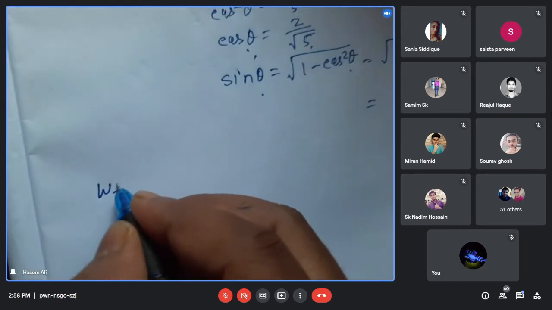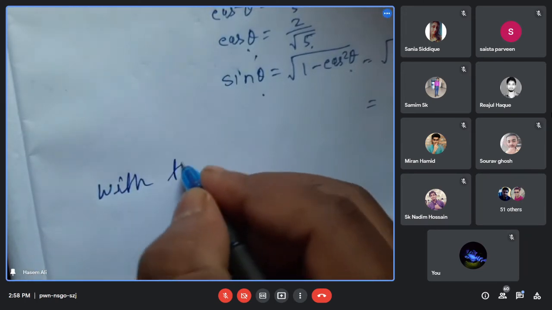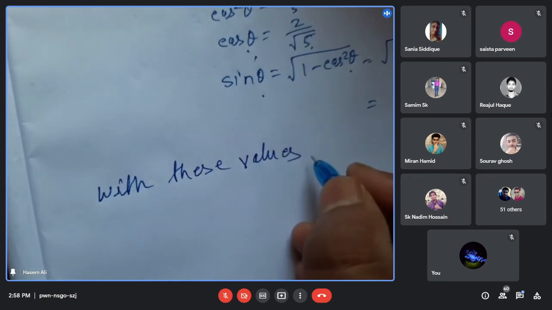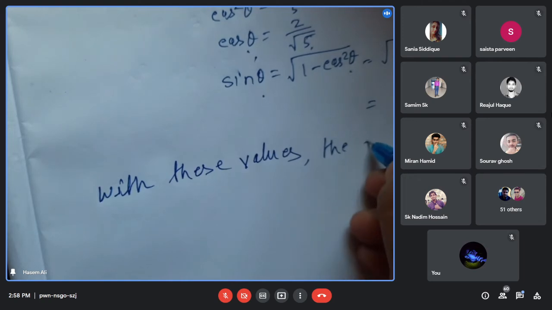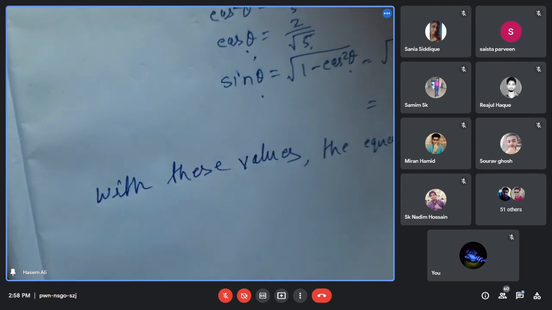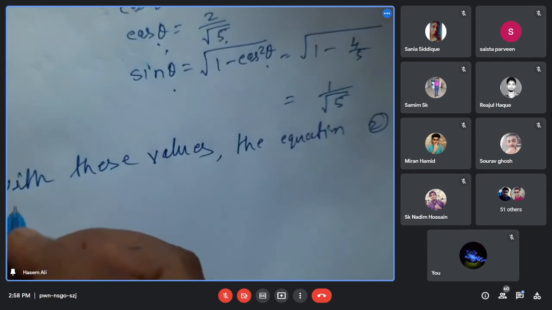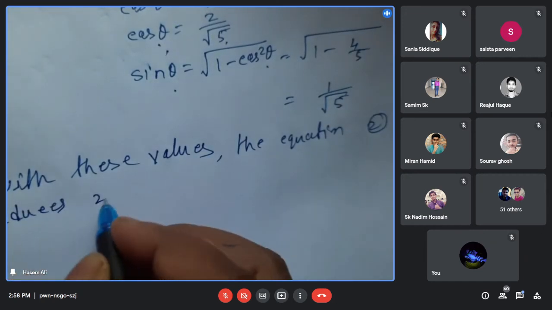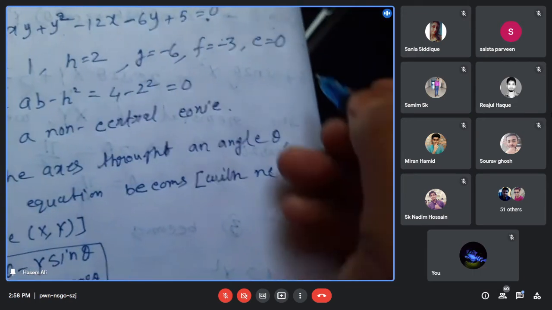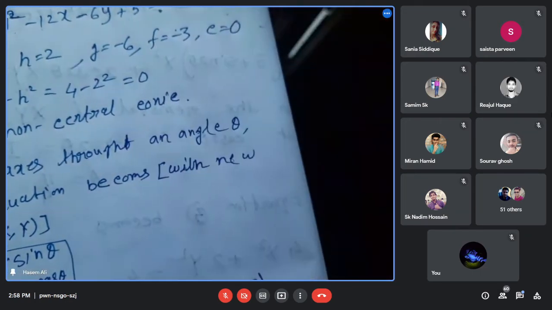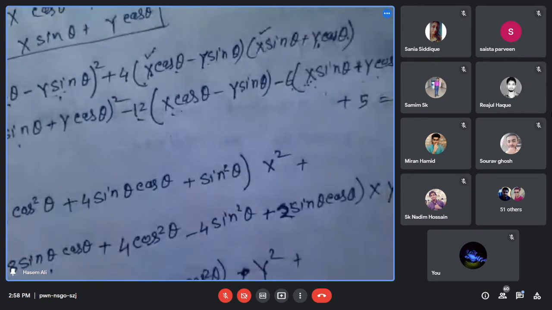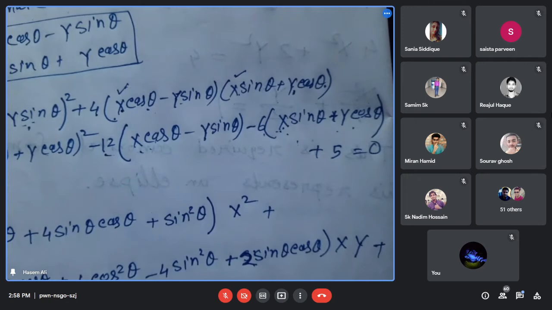With these values, the equation 2 reduces to. Here this is our equation 1 and this is our equation 2.